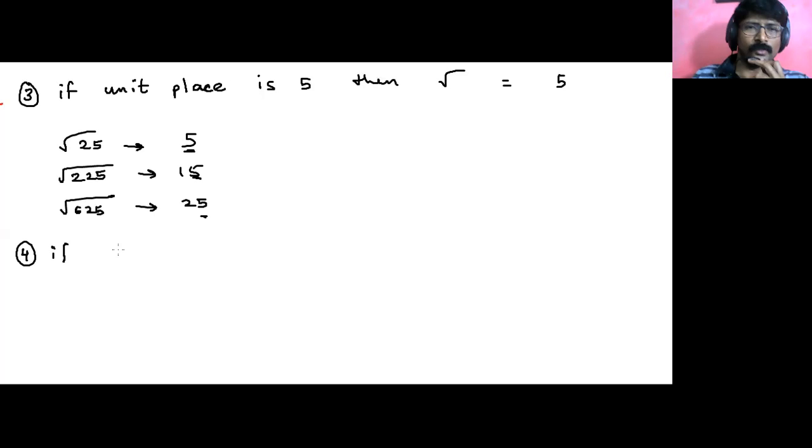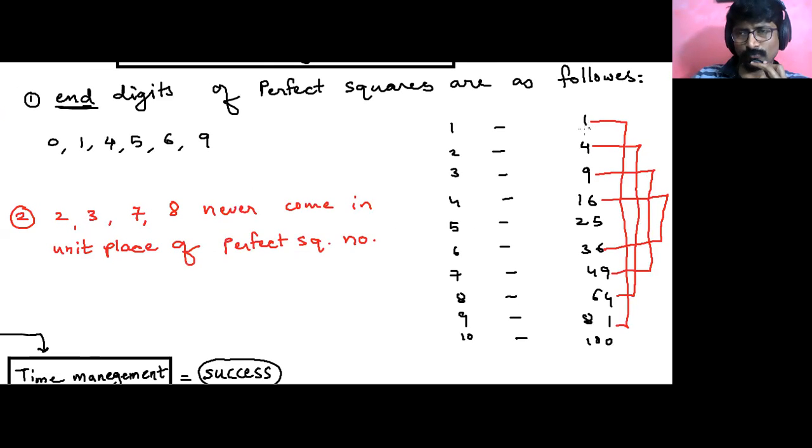If the unit place of a perfect square number is 1, then the square root may end up as 1 or 9. If the unit place is 4, then the square root may end as 2 or 8. You understanding? These are the various properties.